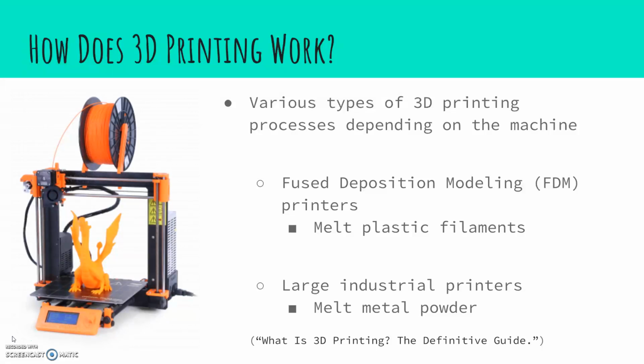And then the large industrial printers can print different types of materials, such as melting metal powder to print a 3D object. I'm going to focus on FDM printers because these are the most affordable ones, and they're the reason that many schools can actually have 3D printers available in students' education. And these are the ones that most schools do actually have, since their price is right.